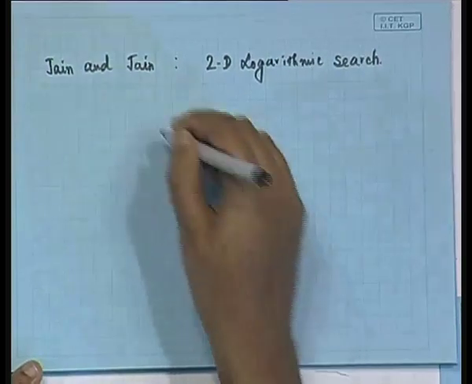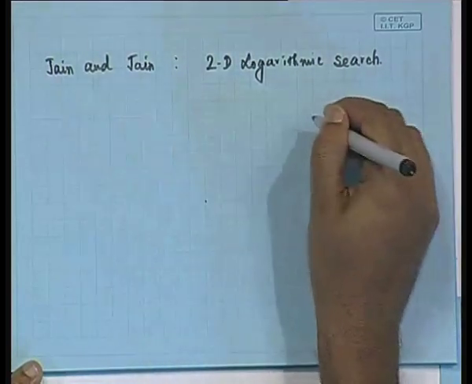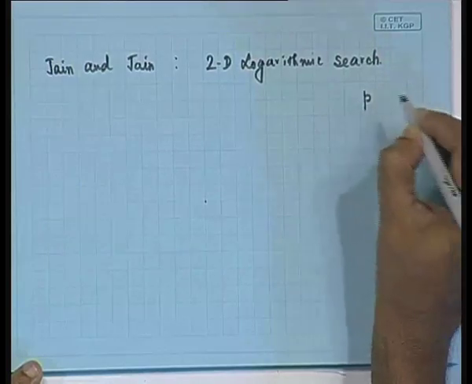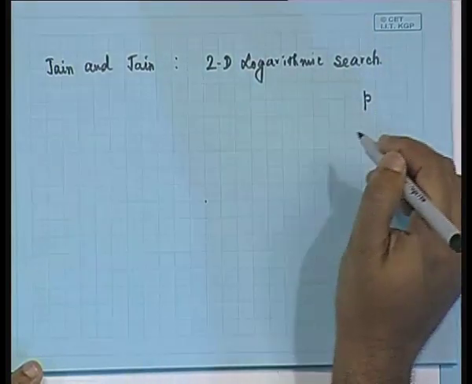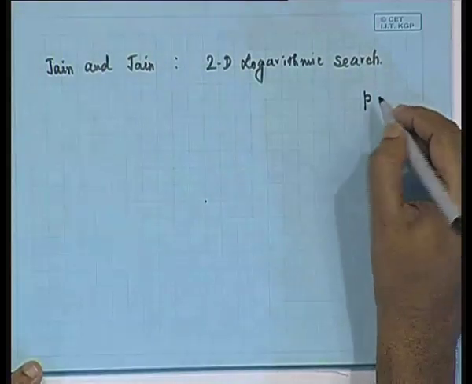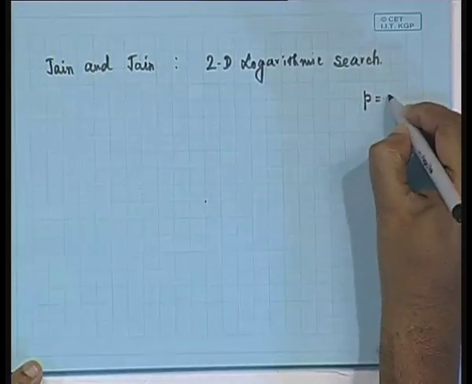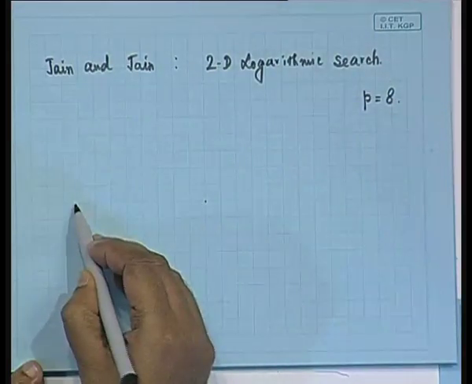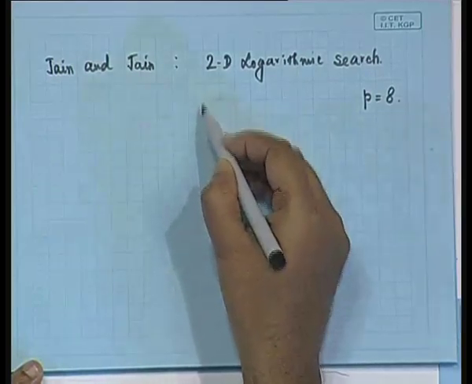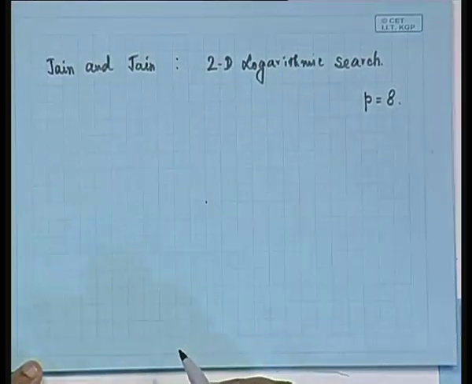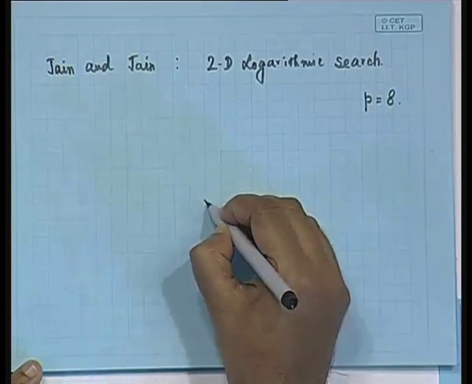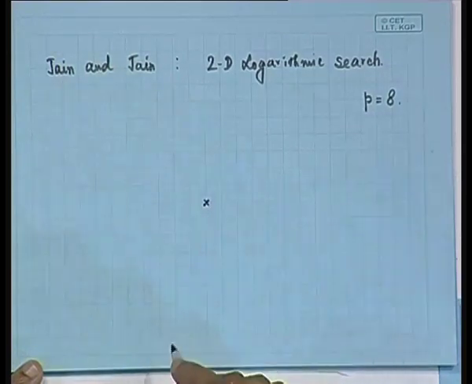In the case of 2D logarithmic search, what is done is that we assume a maximum search range. Let us say that the search range is p. So, the initial search range is p, and let us say that p is equal to 8. 8 means that it could be 8 on this side, 8 on this side, 8 on this side and 8 on this side. Now, in order to make a quick search of the motion vector, supposing this is the center of the search window.